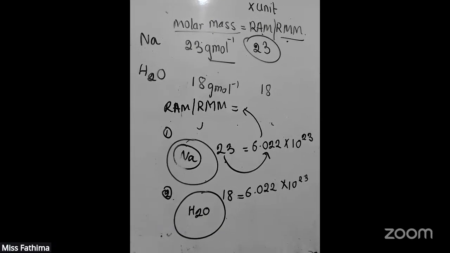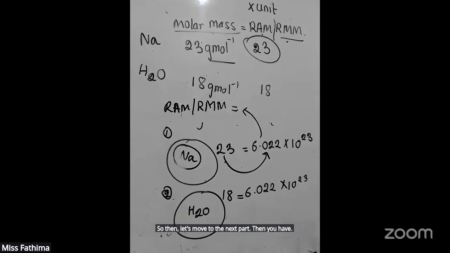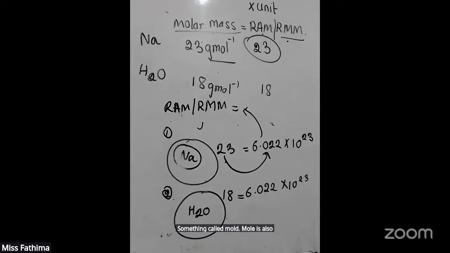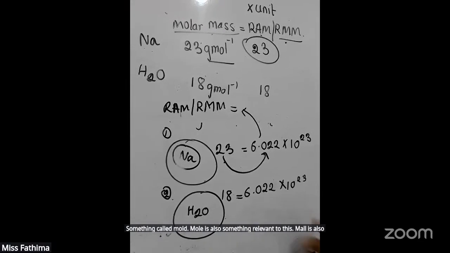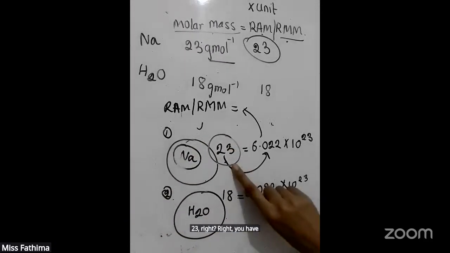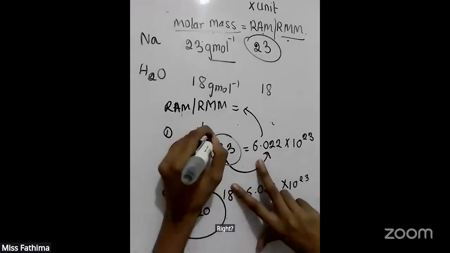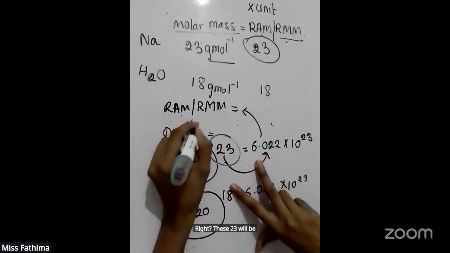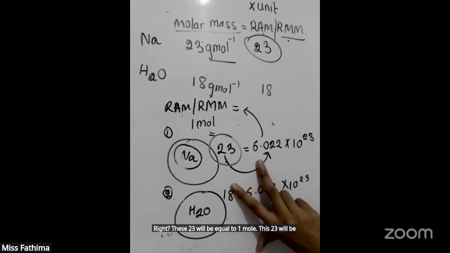Right. So then let's move to the next part. Then you have something called mole. Mole is also something relevant to this. Now you have this 23, right? You have the relative atomic mass as 23, which is sodium. Right? This 23 will be equal to 1 mole.